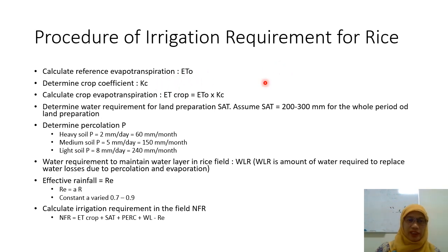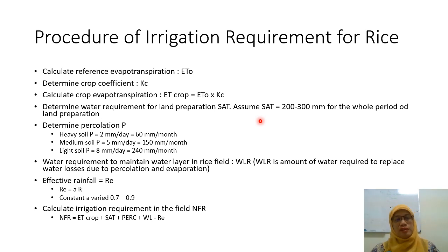And third, we calculate the crop evapotranspiration by multiplying the ETo and Kc. The fourth step is to determine the water requirement for land preparation or SAT. We assume that water requirement for land preparation ranges between 200 to 300 millimeter for the whole period of land preparation. The value depends on the soil types.